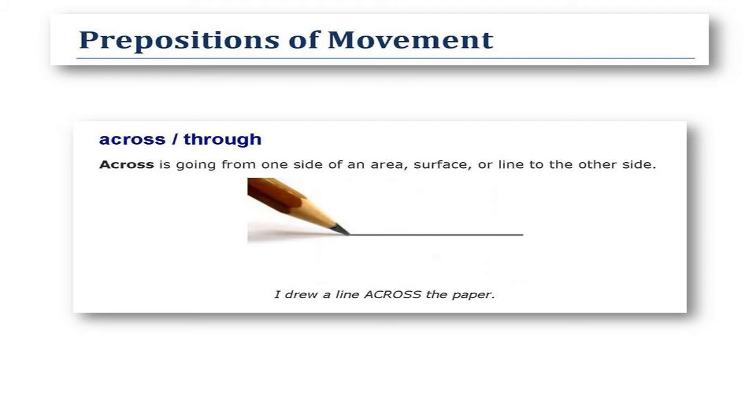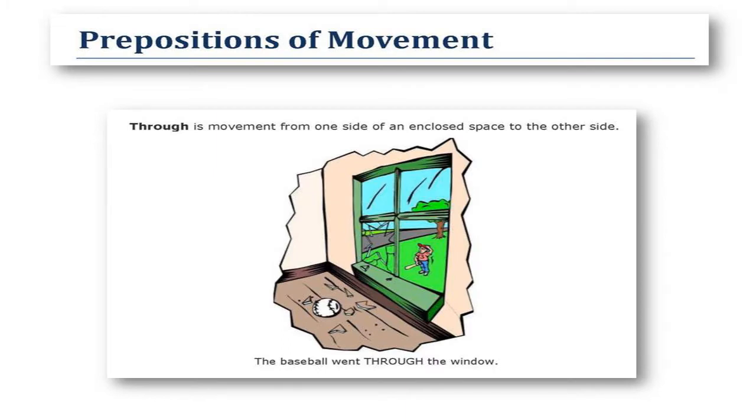Prepositions of movement: across and through. Across is going from one side of an area, surface, or line to the other side. I drew a line across the paper. Through is movement from one side of an enclosed space to the other side. The baseball went through the window.